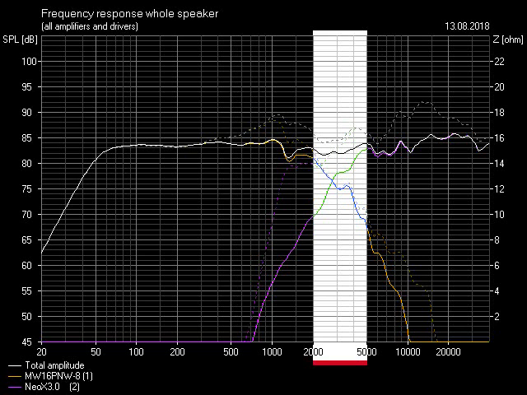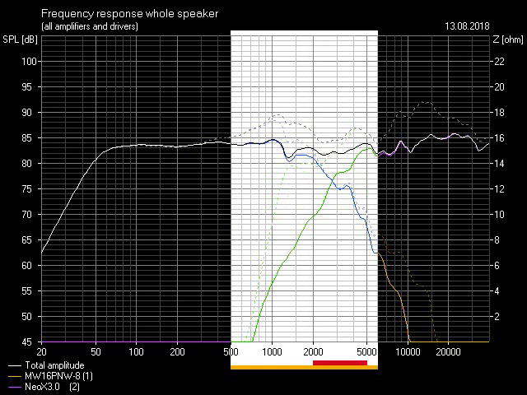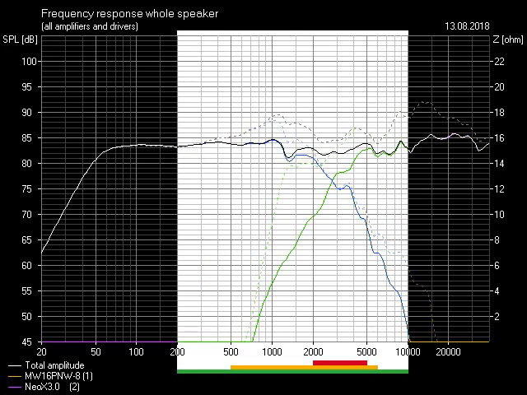Your hearing has the highest sensitivity between 2 and 5 kHz. A still very high sensitivity is between 500 Hz and 6 kHz, and generally the hearing is quite sensitive between 200 Hz and 10 kHz. That's the range where a speaker should have its most linear and balanced frequency response. More on that in a minute.